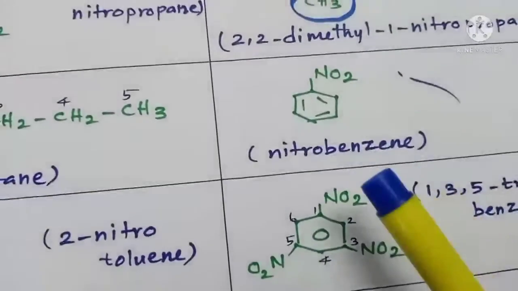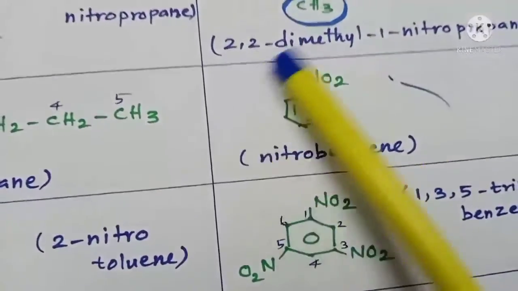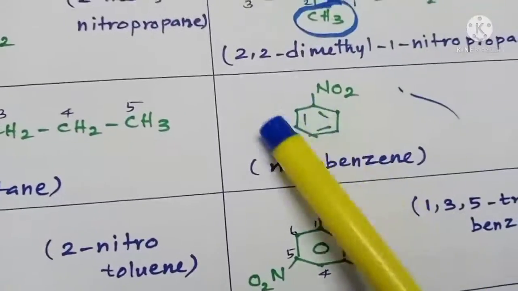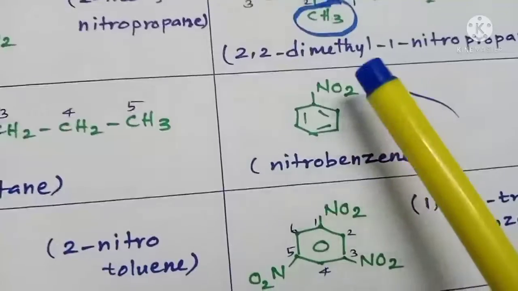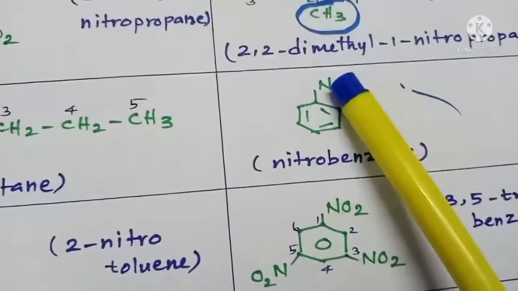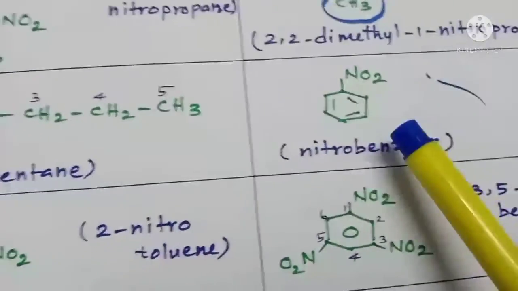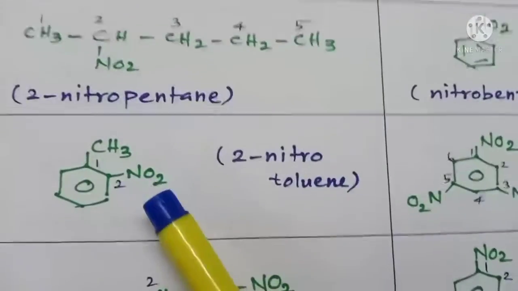Now we are going to see some aromatic nitro compounds. Look at this one. It's nothing but a benzene ring which carries an NO2 group, isn't it? So here it is supposed to be named as nitro. Benzene carries a nitro group, nitrobenzene. Okay, very simple naming.